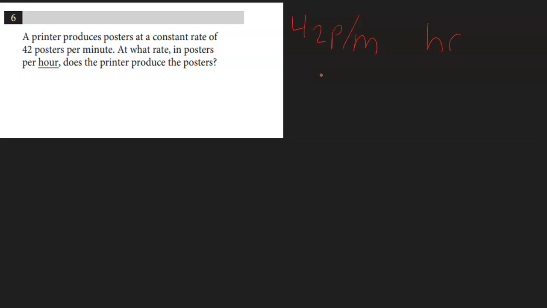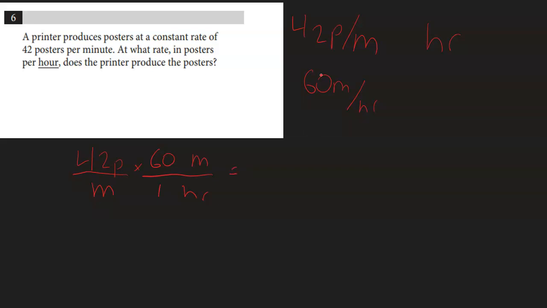So we know there's 42 in a minute, and we know there are 60 minutes in an hour. So let's set up an equation. What I would do is go 42 posters over 1 minute, and we're trying to convert this into hours. So we want to put minutes on top and hours on the bottom so the minutes can cancel each other out. And we know there's 60 minutes in an hour, and there's 1 hour. And that equals how many?